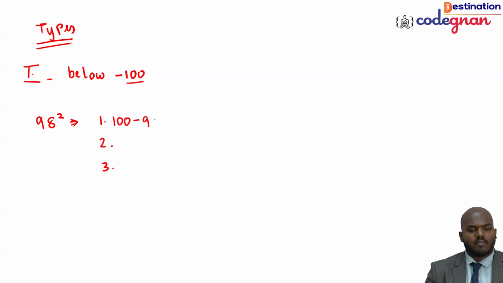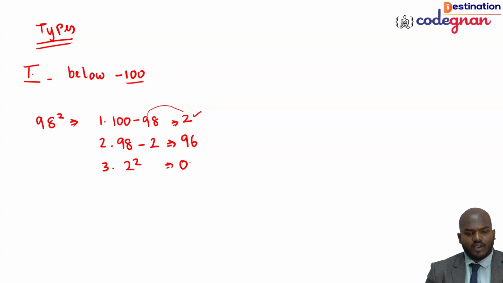Then 100 minus 98, because we have the value less here, the value is 2. And again the same 2, that is the second step: 98 minus 2 will give you the value 96. And the third step is finding the 2 square, so you need to make the square. That will give you the value 04. If you combine this, 9604 is the answer of this particular sum.